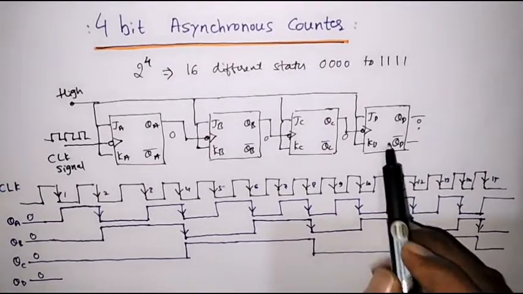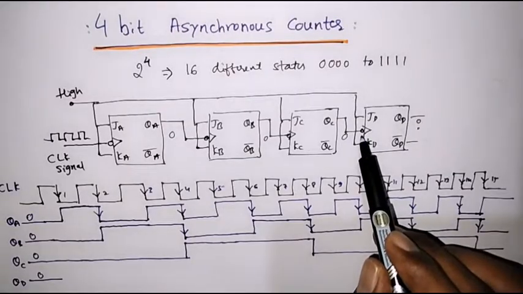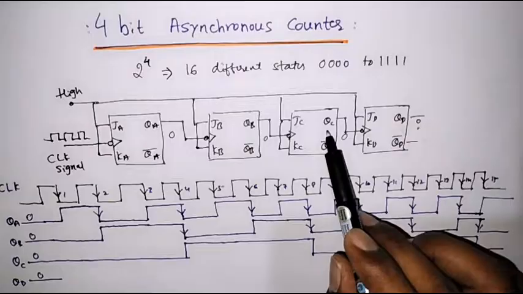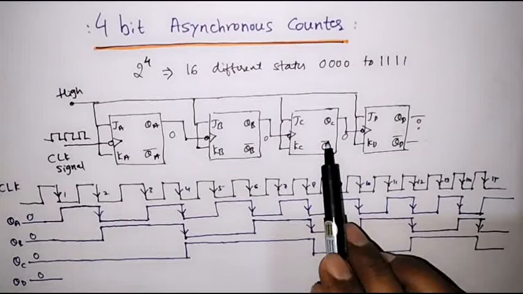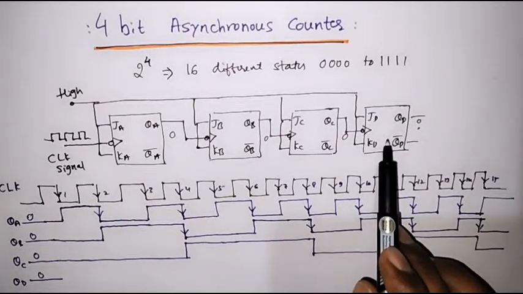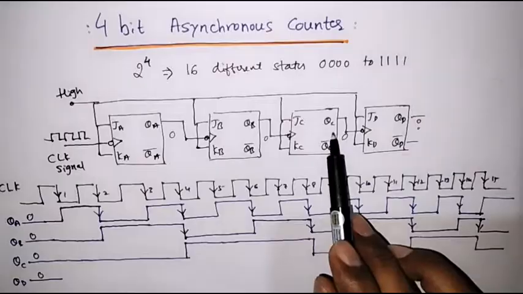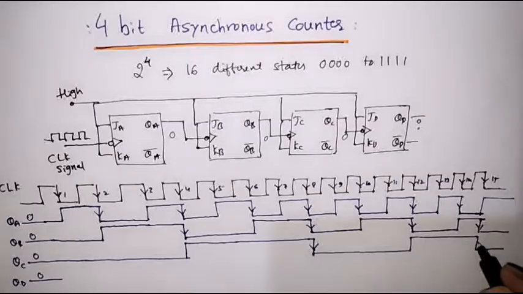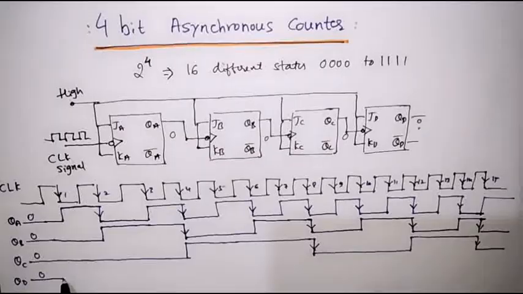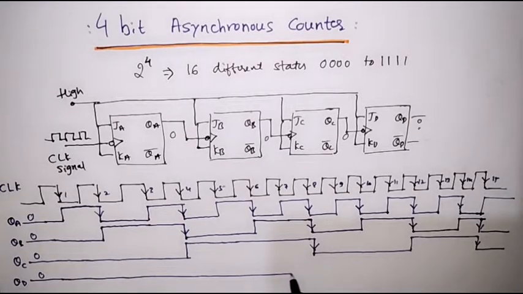Similarly, the output of the third flip-flop is given to the clock input of the fourth flip-flop. So, at the falling edge of QC, this flip-flop will become active. That is, this is the falling edge of QC and this is the falling edge of QC. So, until it receives the falling edge, QD will be in the same previous state, that is 0. When the falling edge arrives, it will go high, and here again it will go low.